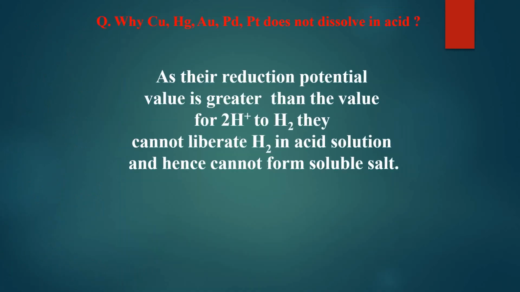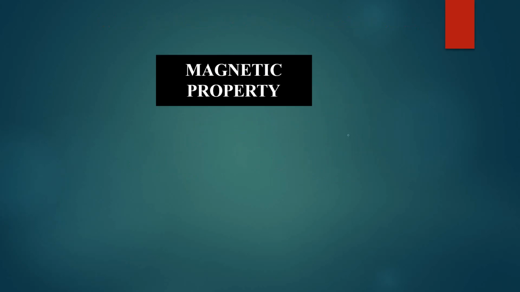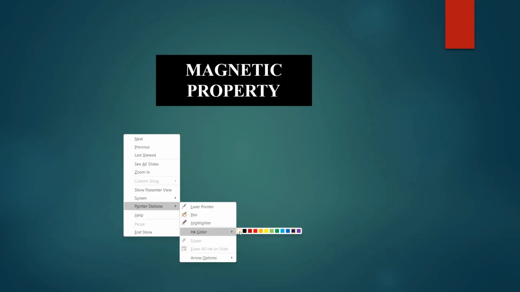Next, this is the answer we had. As the reduction potential value is greater than the value of H plus, they cannot liberate hydrogen from the acid solution, and hence they cannot form a soluble salt. This is the answer we discussed earlier. Then we can discuss magnetic property. What do you mean by magnetic property?